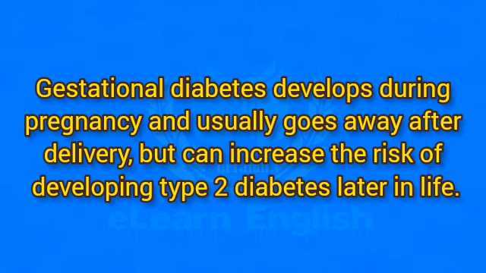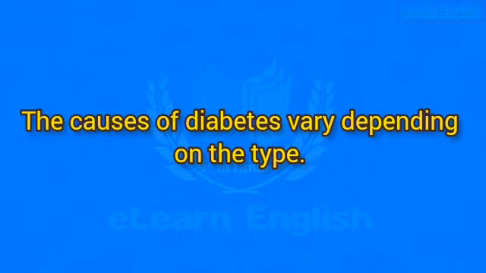Gestational diabetes develops during pregnancy and usually goes away after delivery, but can increase the risk of developing type 2 diabetes later in life. The causes of diabetes vary depending on the type.